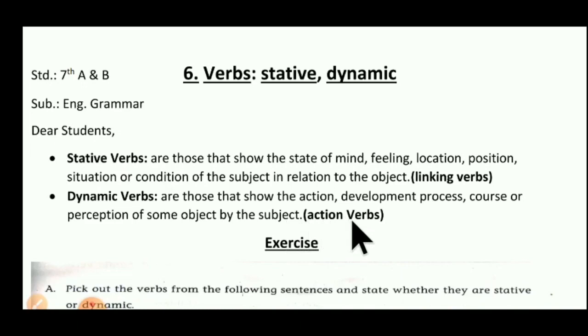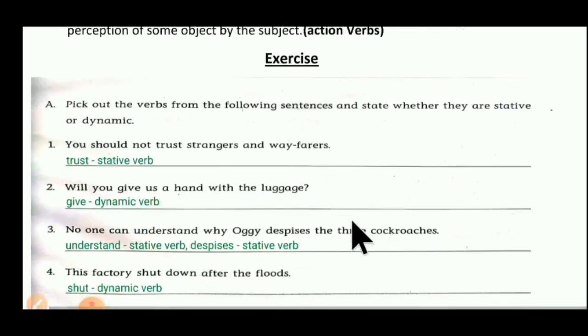So, students, now that we understand stative and dynamic verbs, we have to do Exercise A. Exercise A is given here. See, pick out the verbs from the following sentences and state whether they are stative or dynamic. First of all, we have to read the sentence. From that sentence, we have to find the verb. After that, we have to decide whether the verb is a stative verb or a dynamic verb. Okay, the first sentence is given here.